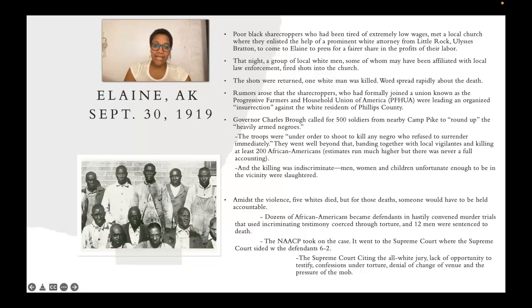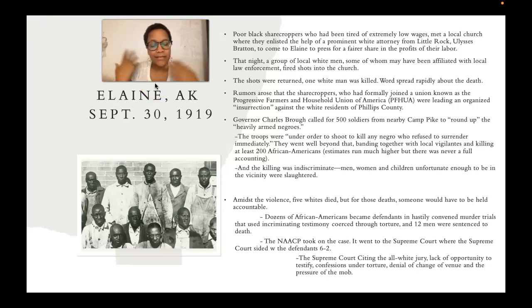In Elaine, Arkansas, September 30th, 1919. You have poor Black sharecroppers who are frustrated with receiving unfair and extremely low wages, and they decided that they were going to organize. And so they met at a church nearby in the area of Elaine, and they enlisted the help of a white lawyer from the big city of Little Rock, Arkansas, named Ulysses Bratton, and they asked him to come to Elaine to potentially press for fairer profits from the share of their labor, right?